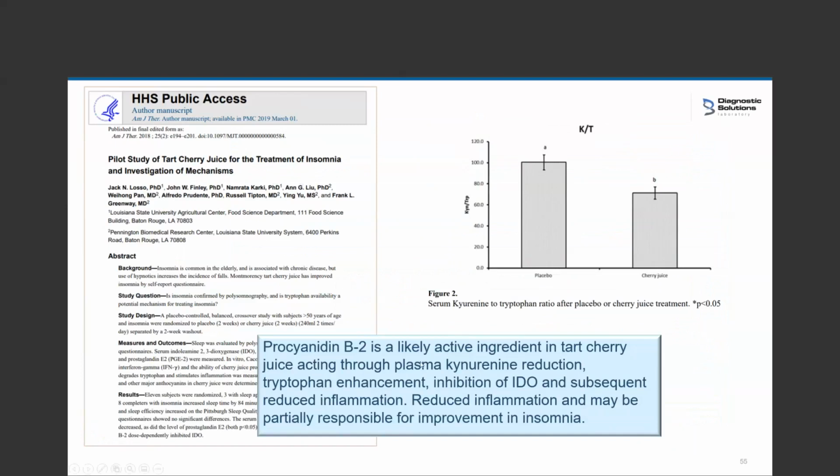The other thing, this is an interesting study, and it looks at tart cherry juice for insomnia. And the reason that they think that it works for insomnia is that procyanidin B2 is likely an active ingredient in tart cherry, and it acts by reducing the kynurenine to tryptophan ratio. So as that ratio comes down, inflammation comes down. And then when you inhibit that, you're going to get more over to be able to go to serotonin pathway, which can go to melatonin, and less coming down that kynurenine. So reduced inflammation may be partially responsible for improvement in insomnia.